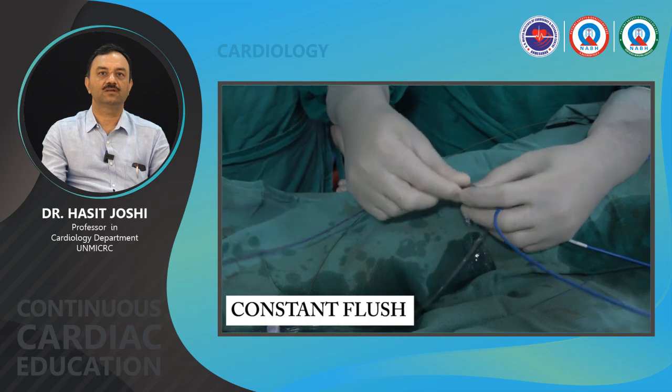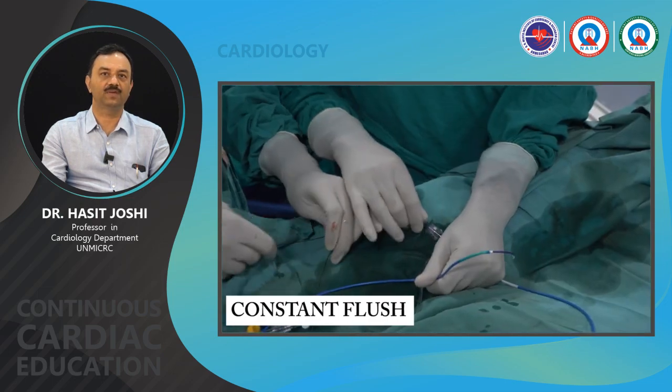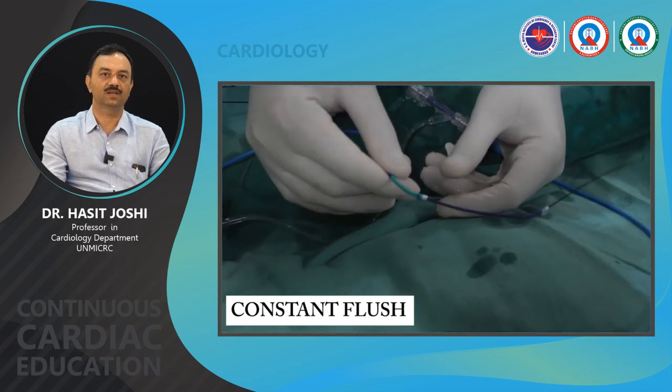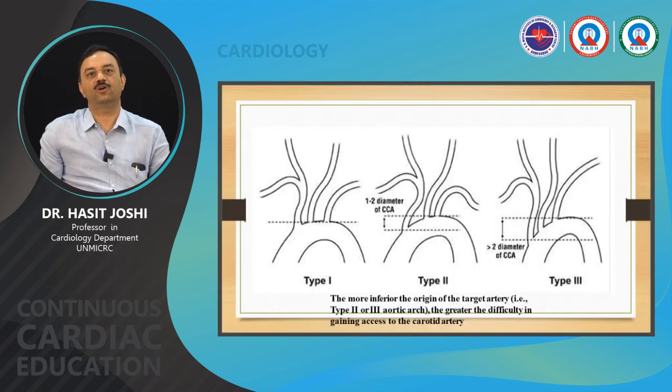We attach, so during each exchange of catheter, a constant flush is done, so air embolism is less. Now these are the types of aortic arch. The more inferior the origin of the target artery, the more difficult it is to gain access to the carotid artery. Aortic root shoot can be avoided if we already know the aortic arch by CT angio or MR angio, so as to decrease the dye load.